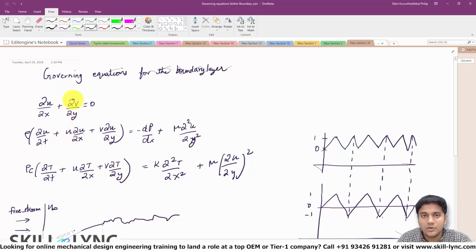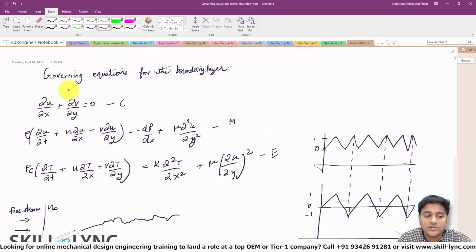In this video, I'm going to be talking about the equations that govern the flow inside the boundary layer. So if you take up any standard book on boundary layer theory, then you will see that inside the boundary layer, the following equations are valid. So these are nothing but your Navier-Stokes equations. So this is your continuity equation, this is your momentum equation, and this is your energy equation.